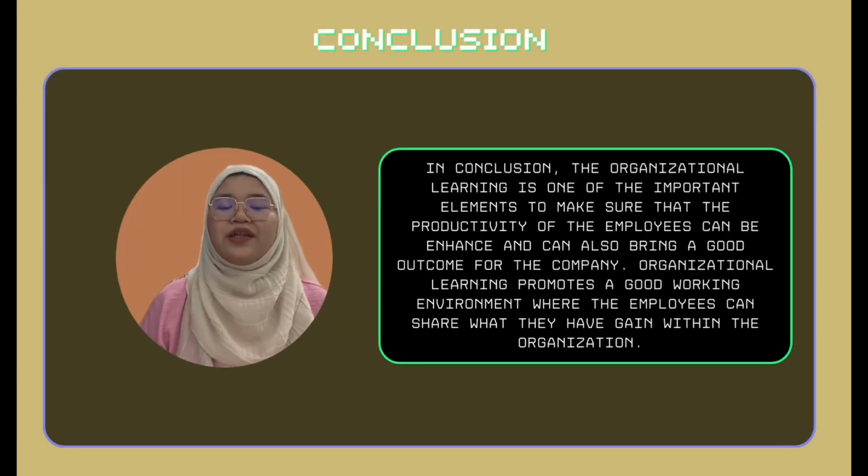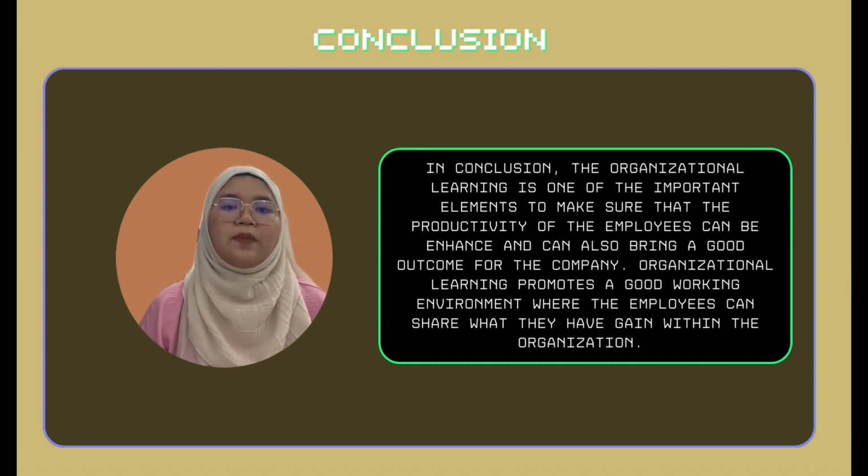In conclusion, organizational learning is one of the important elements to make sure that the productivity of the employees can be enhanced and can also bring a good outcome for the company. Organizational learning promotes a good working environment where the employees can share what they have gained within the organization.